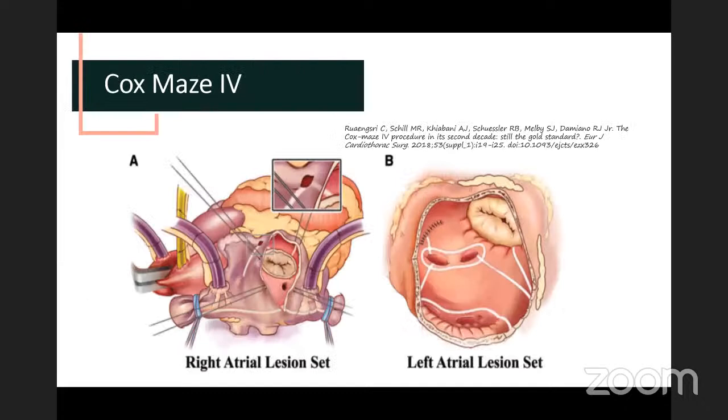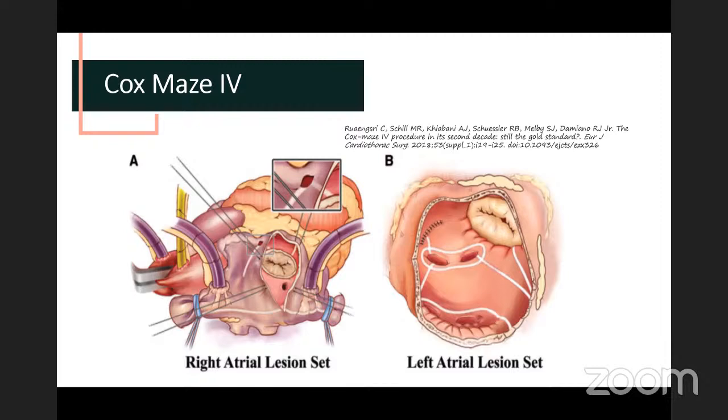So by this, after choosing the energy source and the lesion set, we end up with the Cox-Maze 4 procedure. The Cox-Maze 4 procedure consists of right and left atrial lesion sets. If you look at the right atrial lesion set, the first lesion that we make is done by the cut and sew technique, where you do your atriotomy. Opening and closing this incision will produce the first lesion.